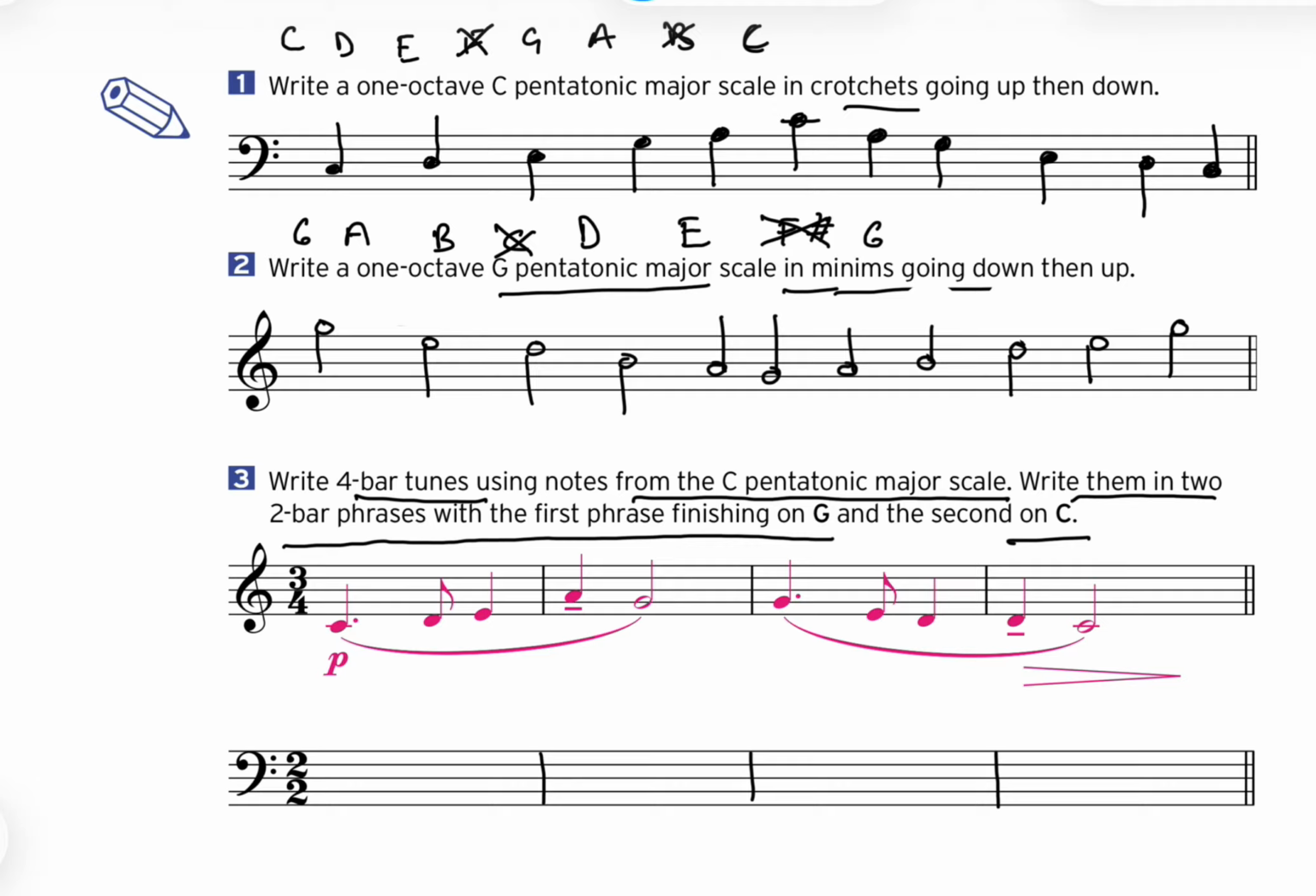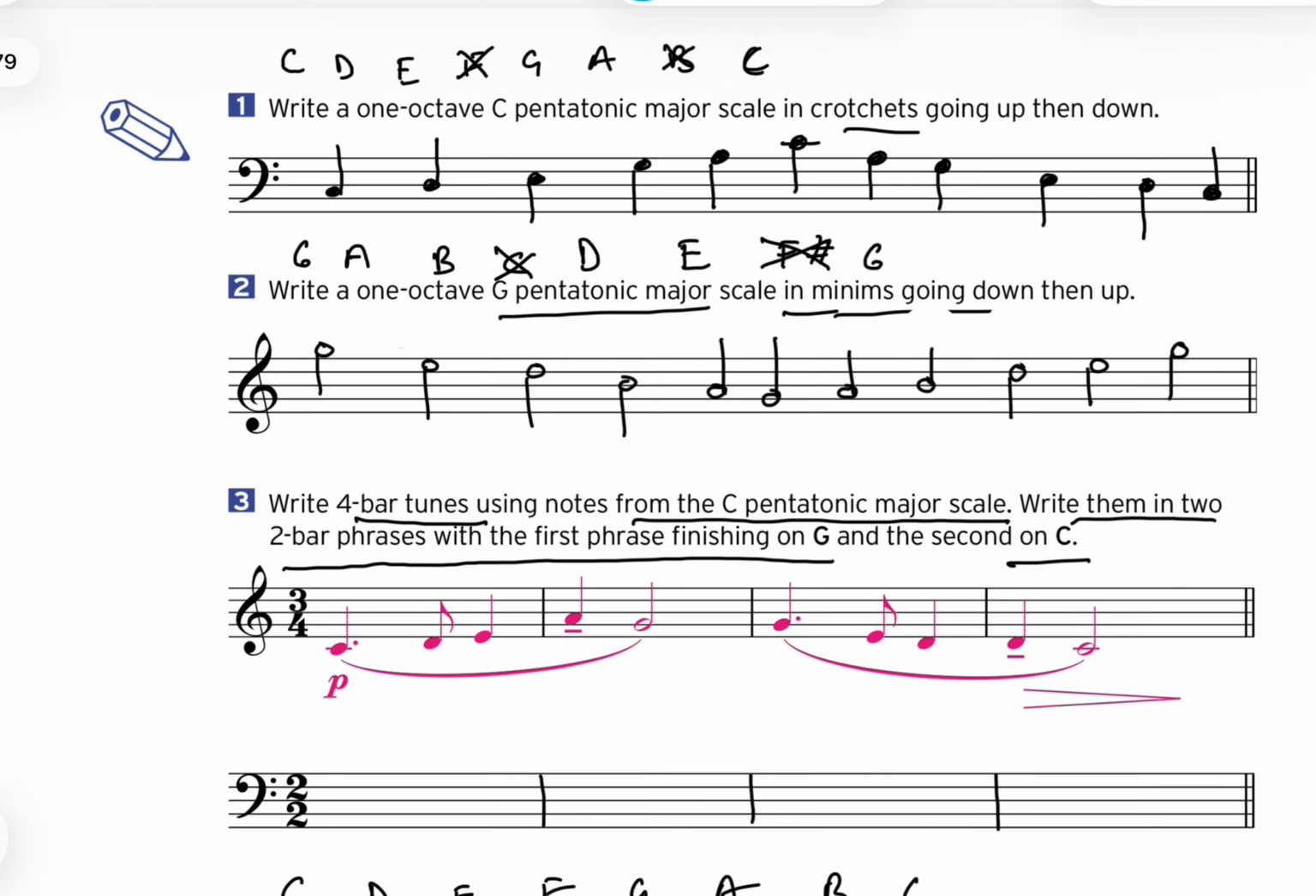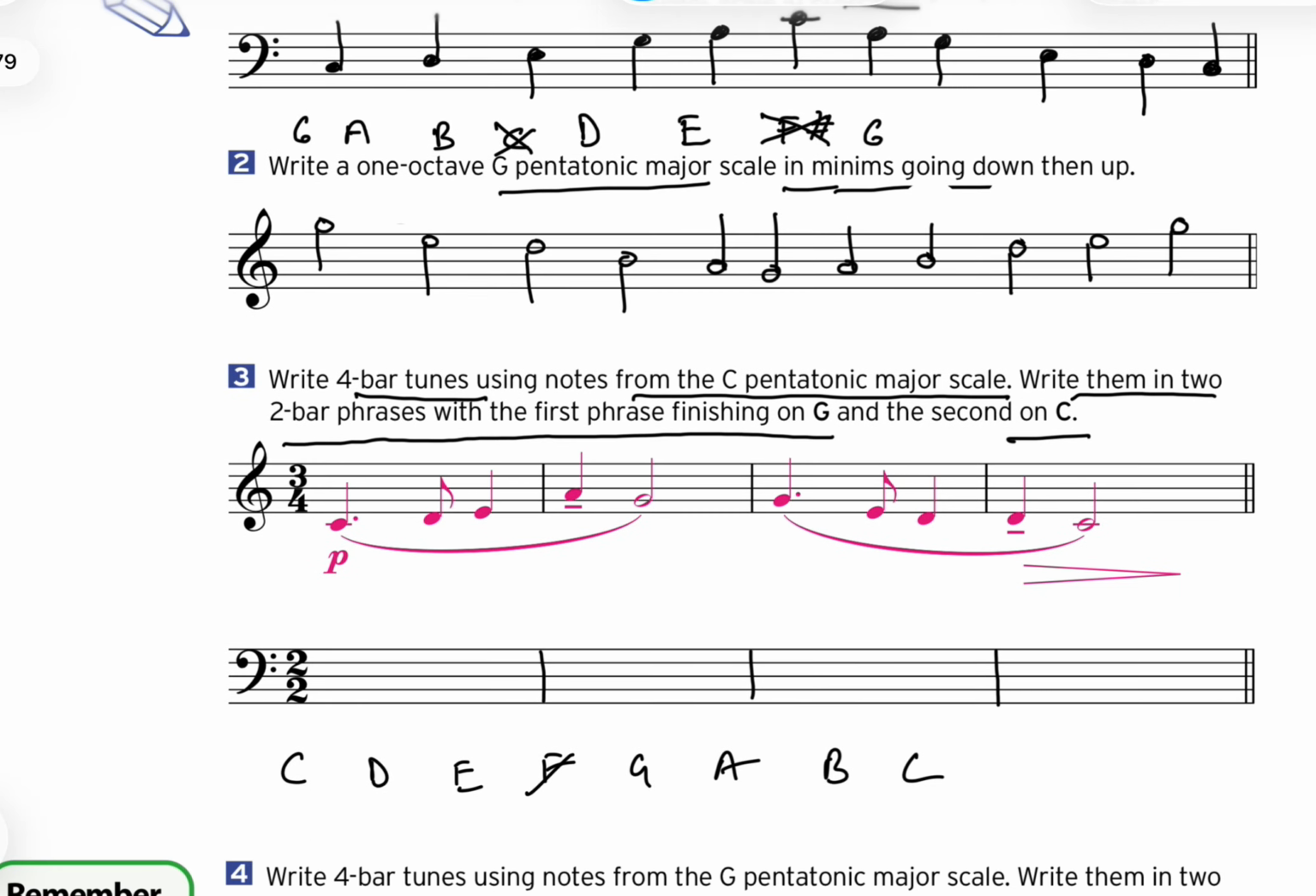So let's find what notes we need first. We need C, D, E. I'm writing the major scale first, and after that I'll make it a pentatonic. Okay, so we'll remove the fourth and the seventh. So let's start from there. First we have to finish on G. Okay, so let's start from C. We'll start from C here. This is a bass clef, so let's start from this C.